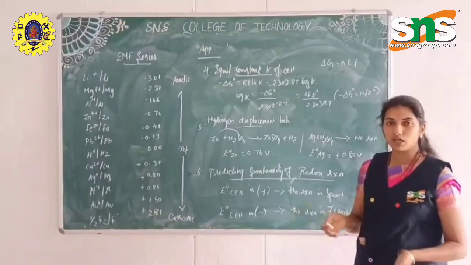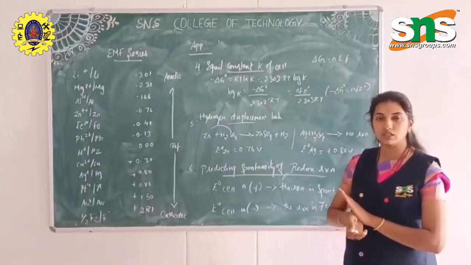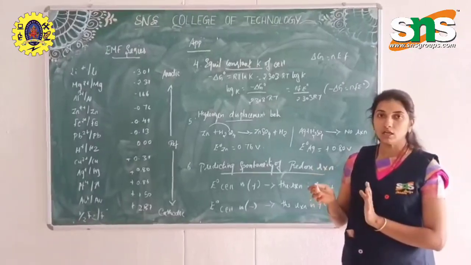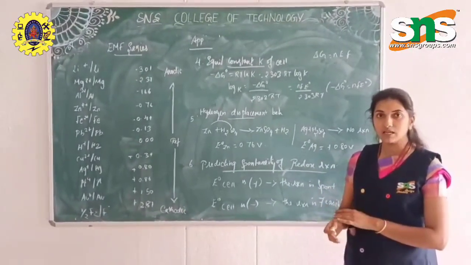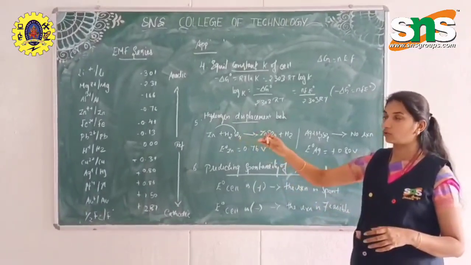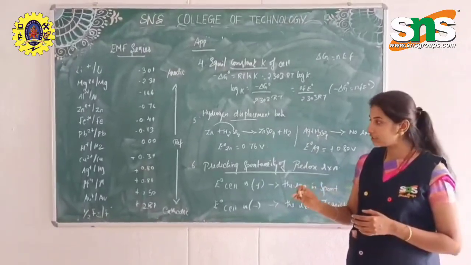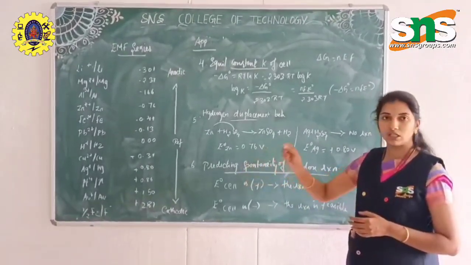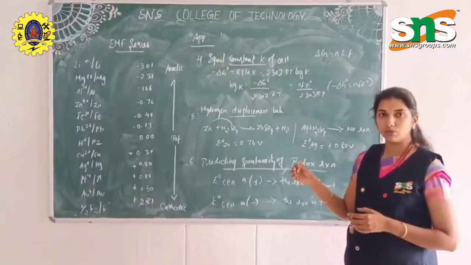Spontaneity is nothing but the reaction proceeding throughout, following the reduction or oxidation process by using these elements. Whenever spontaneity occurs during this reference electrode process, with the anode and the cathode, the reactions are predicted by whether E cell equals E right minus E left. So this is the application behavior of the EMF series.